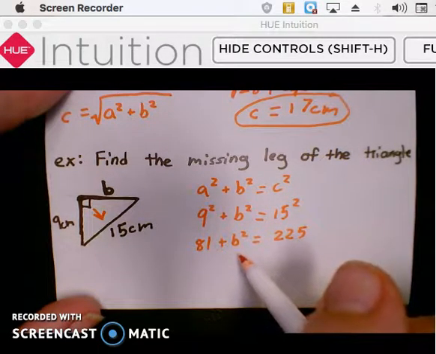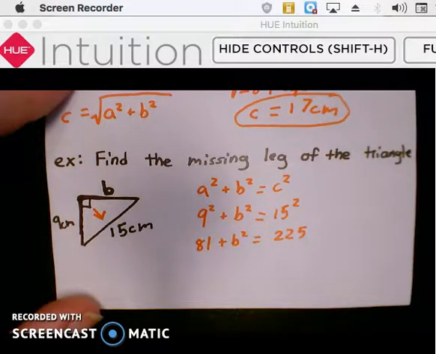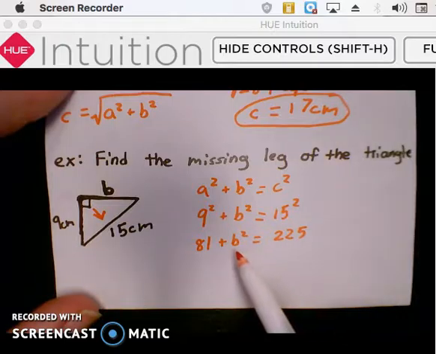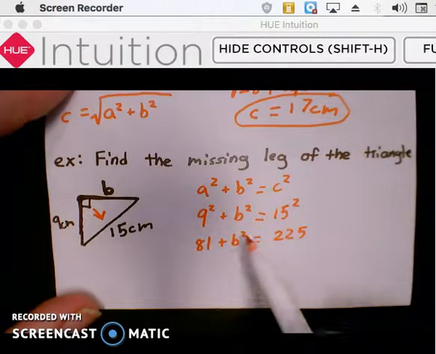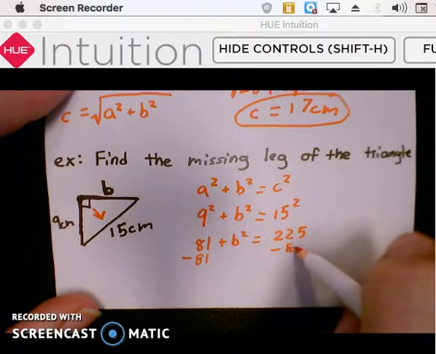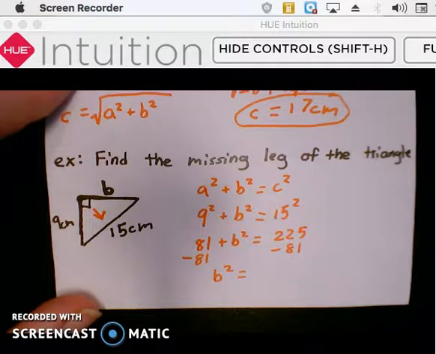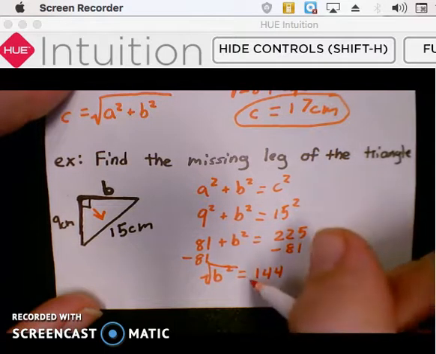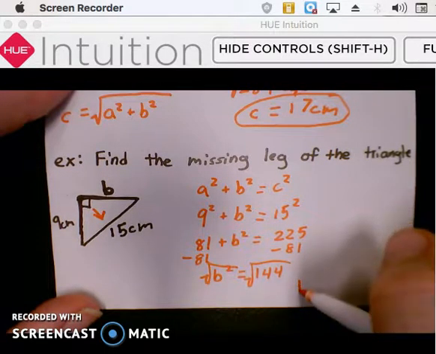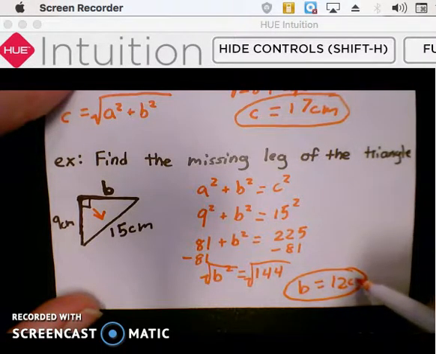9 squared is 81, plus b squared equals 225. Now, to get b by itself, I'm going to subtract first. I'm going to do this in the opposite order of PEMDAS. Because I normally would multiply or divide or do exponents first, I'm not going to do that first. I'm going to do that last. And instead, I'm going to subtract because I'm undoing it. So now I have b squared equals 225 minus 81, which is 144. And then I'm going to undo that with the square root. And my answer is b equals 12 centimeters. Don't want to forget my label.